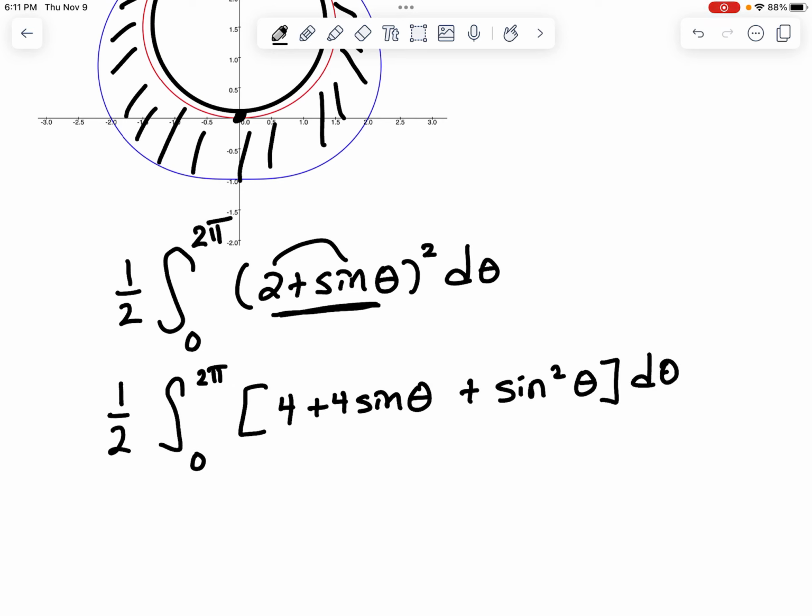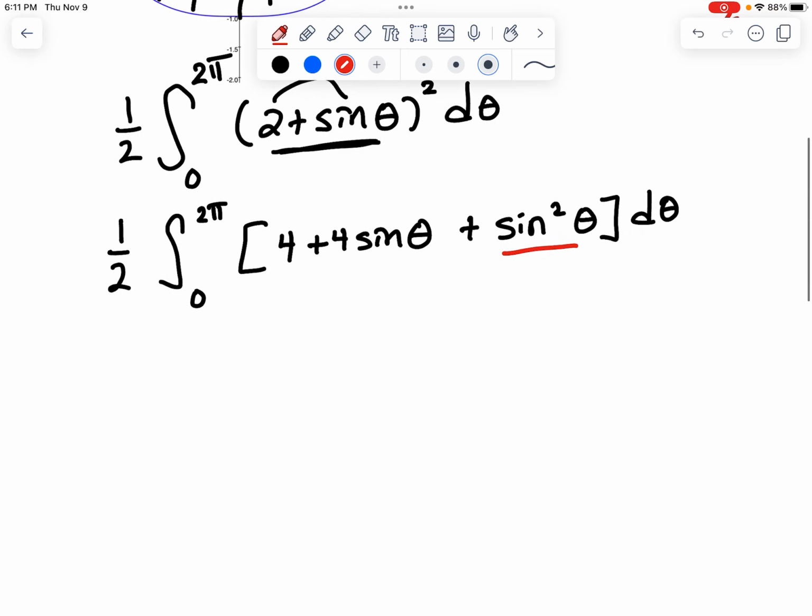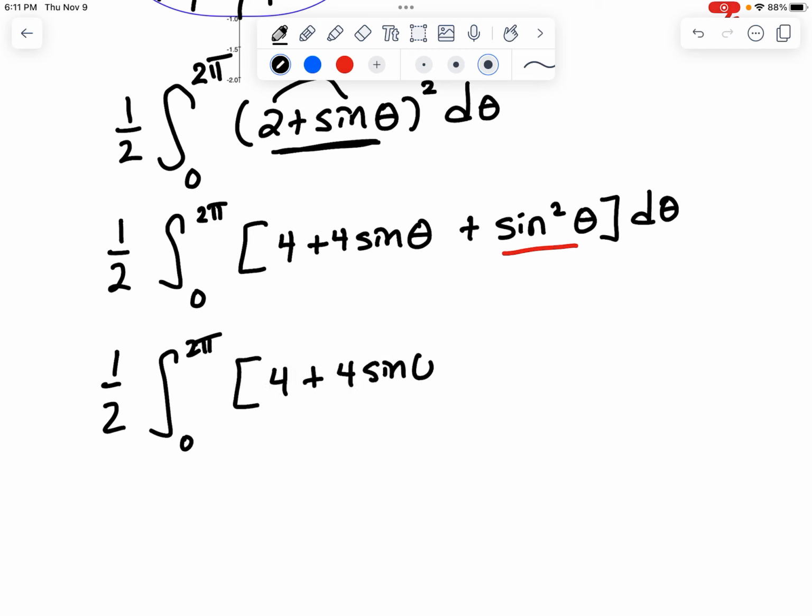And when I said square the sine, you probably said, oh, a trig identity's coming, I know it. So the trig identity, in order to integrate sine squared, is 1 minus cosine of 2x over 2. So use that identity for this sine squared. And I'm not going to do anything else. I'll just recopy the rest in this beautiful handwriting and then replace the sine squared. So it gets replaced with 1 minus cosine of 2 theta over 2.